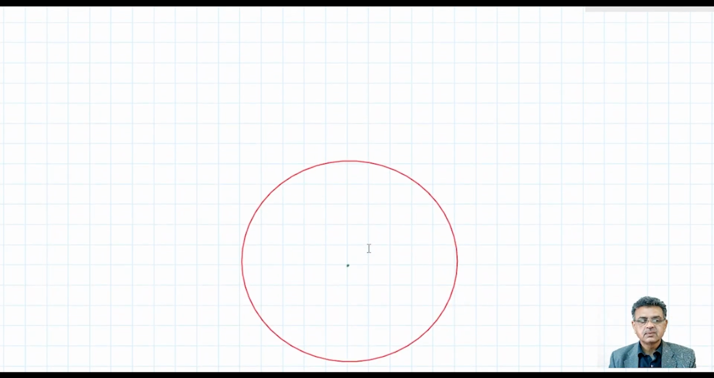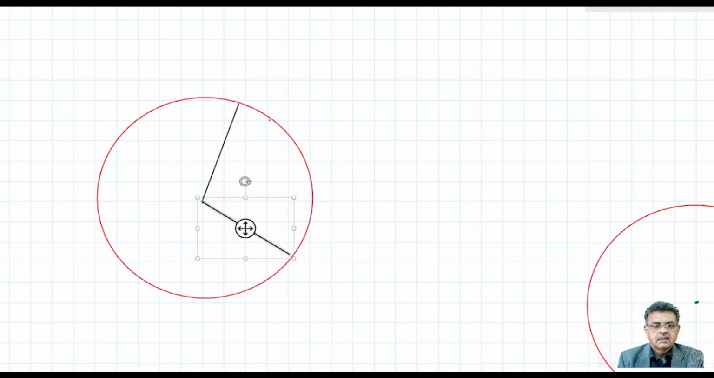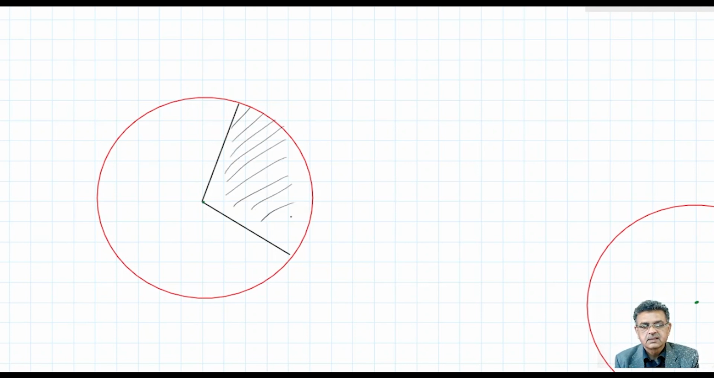Now the next one we consider here: if we draw these lines, again from one point to the center, one line, and another line from the center to the circumference at any other point, then if we consider this whole area between the two radii, this is one radius, this is another radius, this area is called a sector.